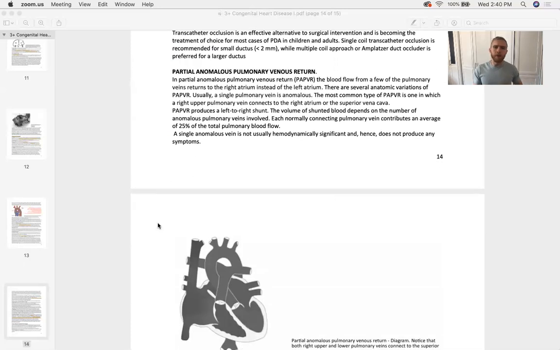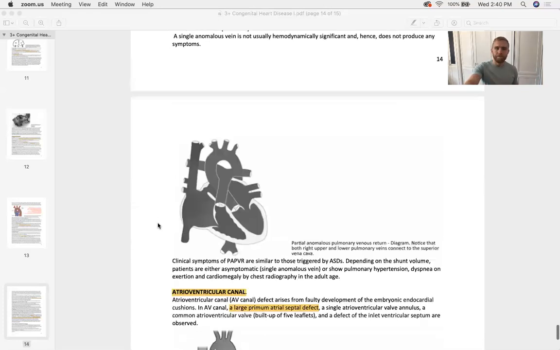The penultimate pathology in this SDL is the partial anomalous pulmonary venous return. And I'm going to skip it because I encourage you to come back and look at this after you look at the total anomalous pulmonary venous return in the next SDL. A partial anomalous pulmonary venous return is basically when less than 4 of the pulmonary veins attach to the superior vena cava instead of to the left atrium.